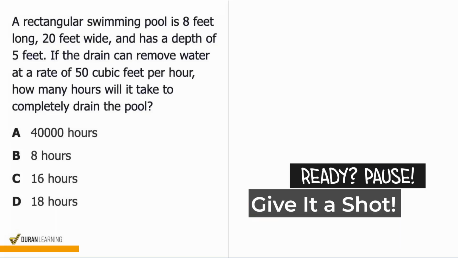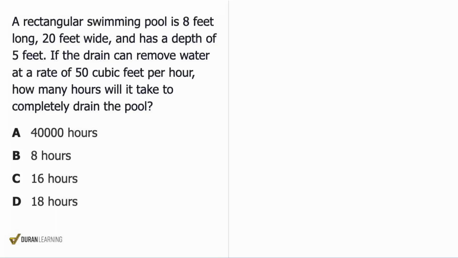All right, next question up. What we see in this pretty lengthy problem is that the first thing we need to do, as always, is start with the question sentence. Sometimes the question might begin with the word "if," and all that means is they're beginning with some conditional information. So, if the drain can yada, yada, yada, I don't care, this is what I care about. How many hours will it take to completely drain the pool?